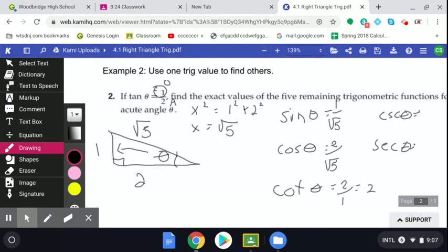Now, for cosecant theta, I'm just going to flip that, so square root of 5 over 1, which is just square root of 5. And secant theta should be square root of 5 over 2, just flipping.